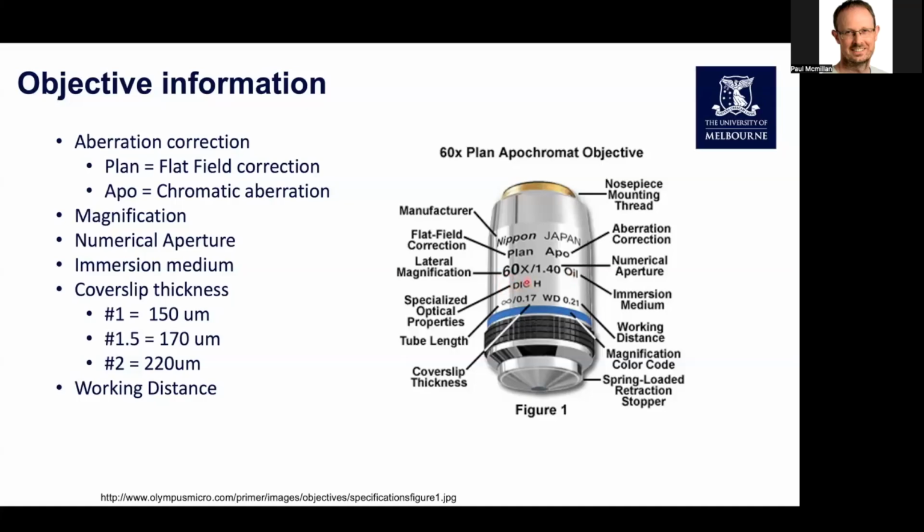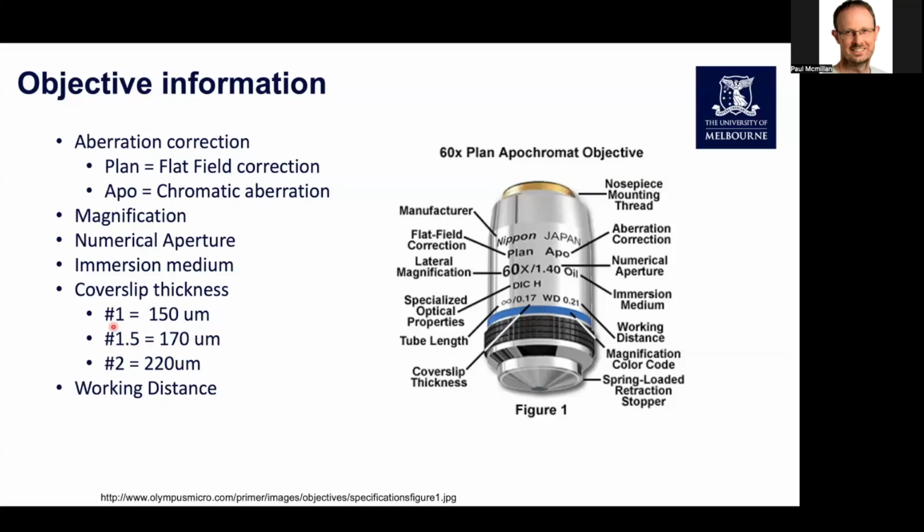Next thing down, we have any specialized optical properties. So in this case, we've got DIC, which is a transmitted light contrast method. Another really important thing for us to look at is this number here. So this 0.17, that corresponds to the thickness of the cover slip that we're expecting. So this is in millimeters. That's 170 microns, which corresponds to a number 1.5 cover slip.